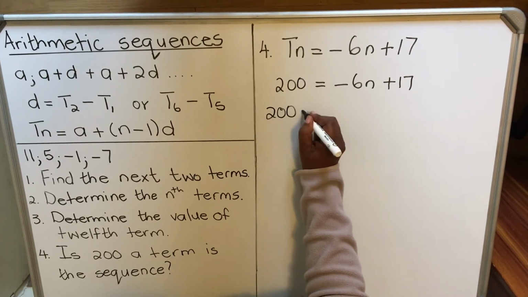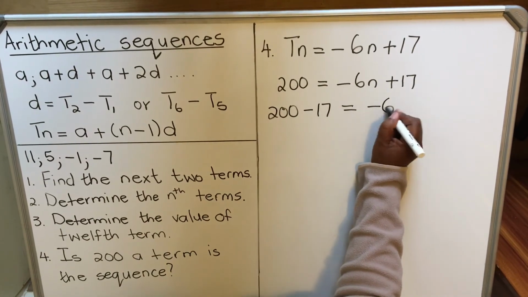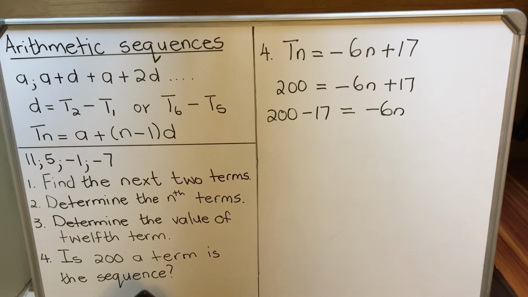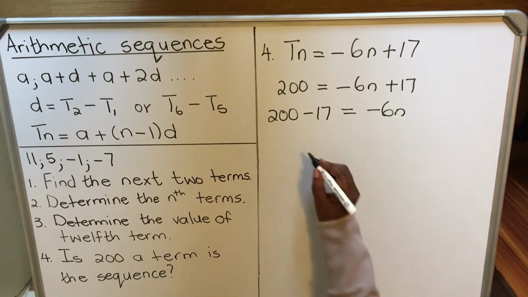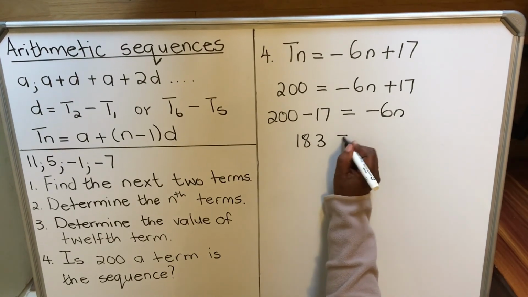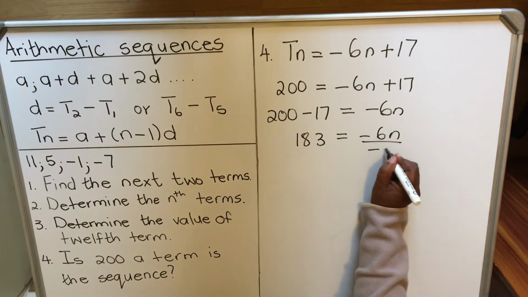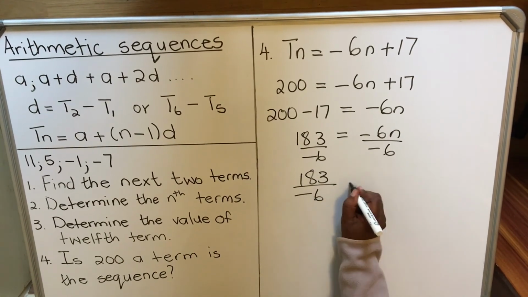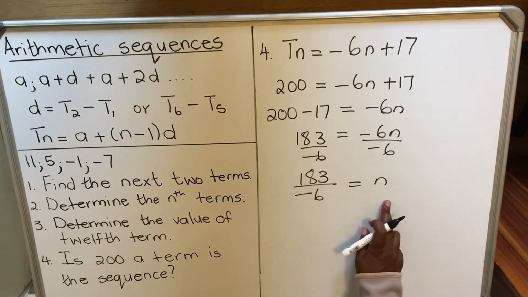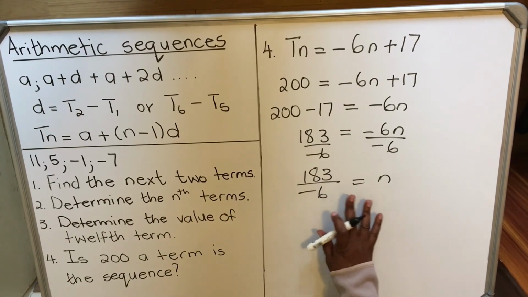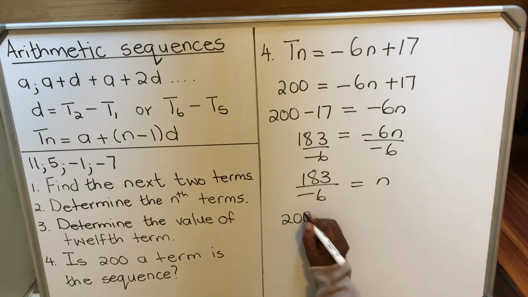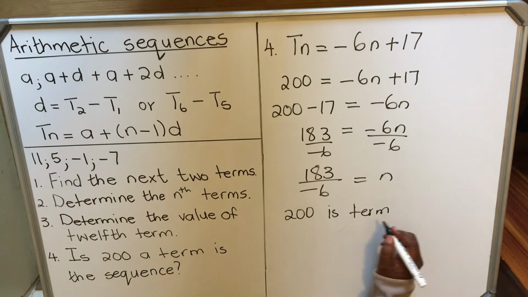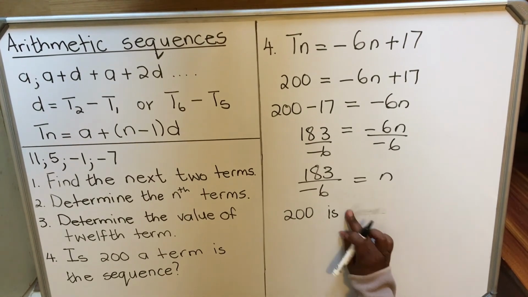Then 200 minus 17 is equal to minus 6n. 200 minus 17 is 183, so 183 is equal to minus 6n. Divide by minus 6. Okay, you see my n is a fraction and it's negative. So it means 200 is not a term in the sequence.